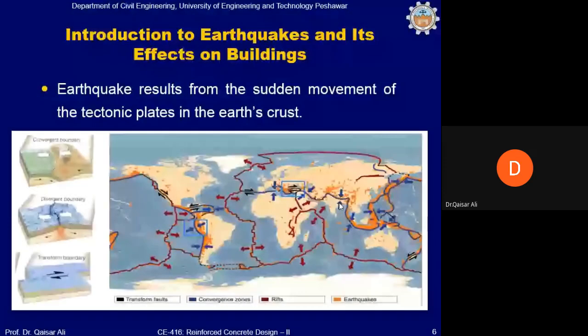Okay, and you can see that these dots basically show the frequency of the occurrence of earthquakes. You can see a number of dots along the Himalaya range. Similarly, we have these boundaries where the plates are moving against each other, transform boundaries. However, at the divergent boundaries, earthquakes do not occur because there is no release of energy at the divergent boundaries.